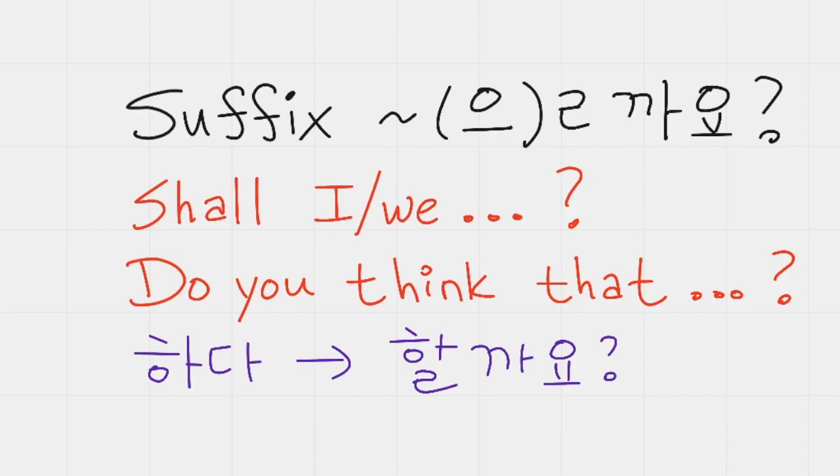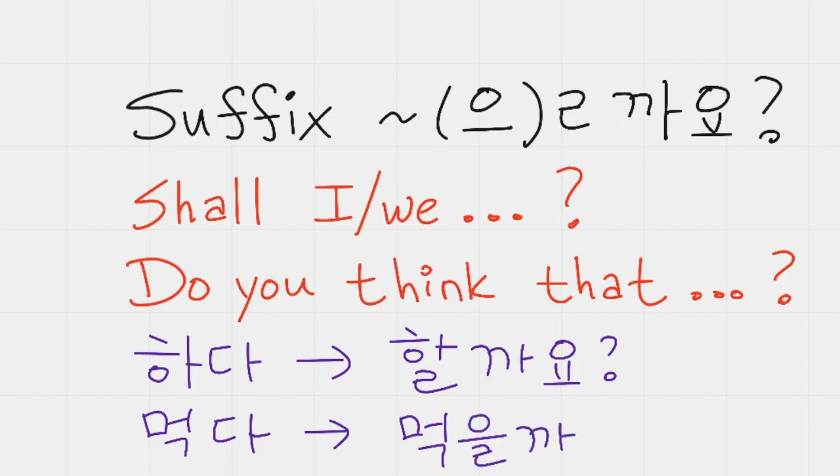And if the verb like 먹다, when the stem has a final consonant, 먹, but this time we can't add anything on the 받침, so we'll add 을 and then 까요, or you can do the casual 까, 먹을까요, shall we eat. So conjugation is pretty easy.